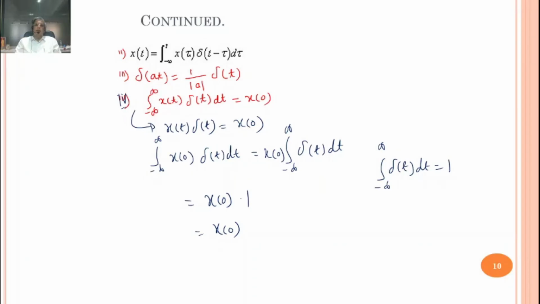Similarly, the integration of x of tau delta of t minus tau d tau is equal to x of t. This is called the convolution integration, and we will discuss it in the next unit. Now, consider multiplying the independent variable of this function by some constant value. If the delta function is multiplied by a, then delta of at equals 1 upon mod a delta of t. This is the property.